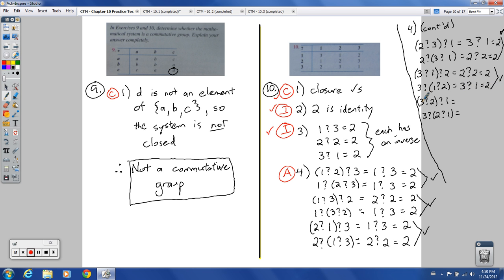That's good. And then 3 question mark 2 is 3. And we know that's 2 from before. And then 2 question mark 1 is 1.